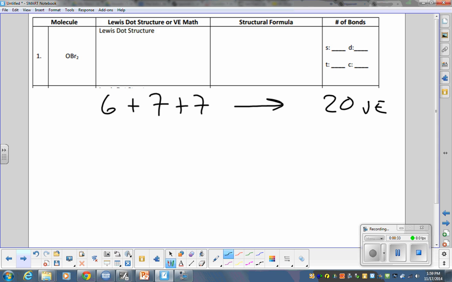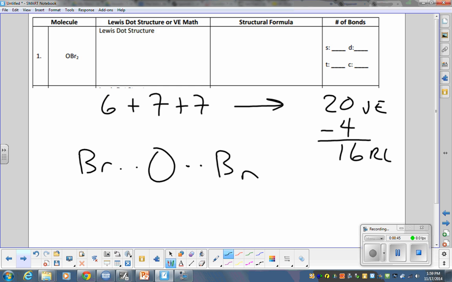Step 2, I draw the skeleton structure. So I'm going to go O dot dot Br dot dot Br. How many valence electrons did I use? So 20 minus 4 is going to be 16 remaining electrons. So then I have to figure out how much everyone needs.